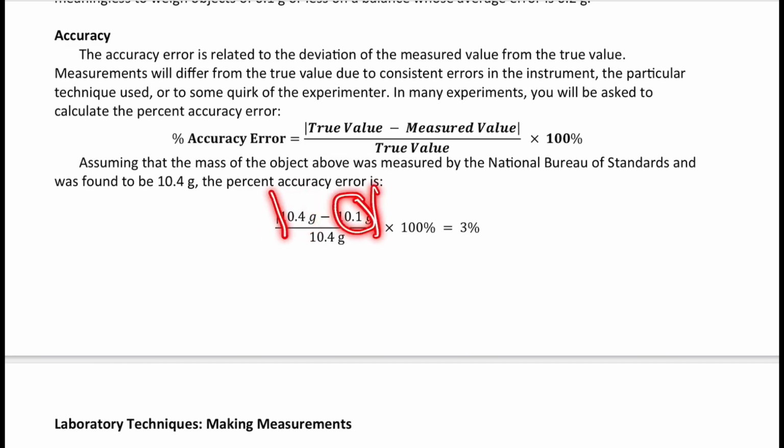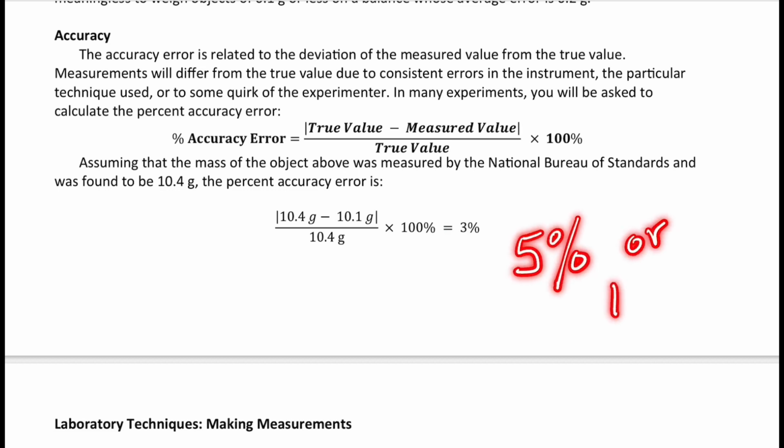And so we look at our deviation from what is probably the more correct answer to ours. Once again, this is an absolute value, so it's always going to be positive. That gives me 0.3 divided by the true value, which is 10.4, times 100% to make a percentage, that's 3%. In general, we'll use the rule of 5% or less is pretty accurate. We'd like to be better than 5%. Over 5%, we're no longer very accurate.